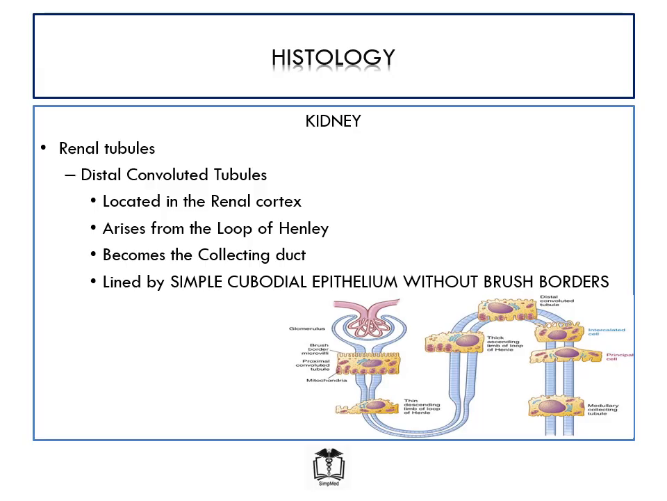The distal convoluted tubule is the third aspect of the renal tubule. It's located in the renal cortex, just like the proximal convoluted tubule. It arises from the loop of Henle and then eventually becomes the collecting duct. There are specific structures found within a distal convoluted tubule, not shown in this slide. These structures are known as the juxtaglomerular apparatus and the macula densa.